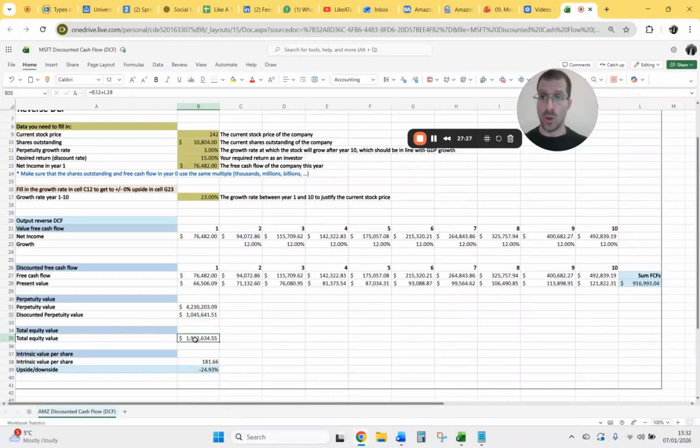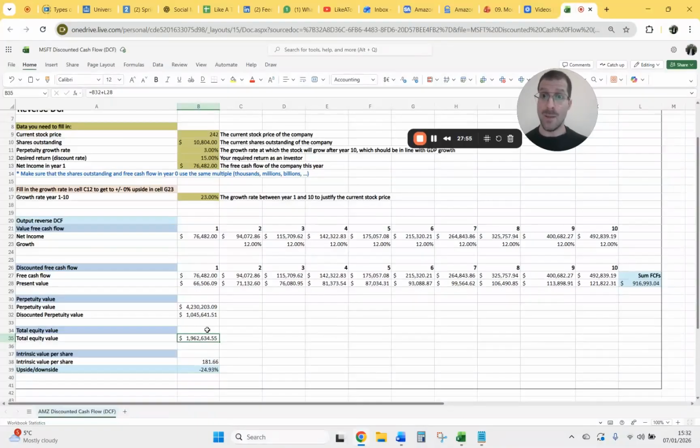Okay, and so what this means, guys, is that if Amazon goes on to compound its net income at 23% per year over the next 10 years and beyond, the total equity value in that case will be about, what is this? Almost 2 trillion? It shouldn't even be 2 trillion. It should be more than that, I think. No, sorry, excuse me. It's actually almost 2 trillion.